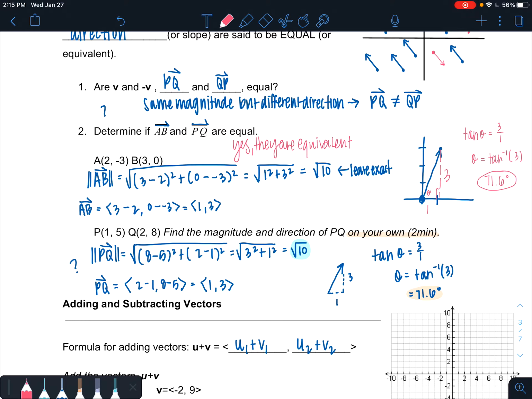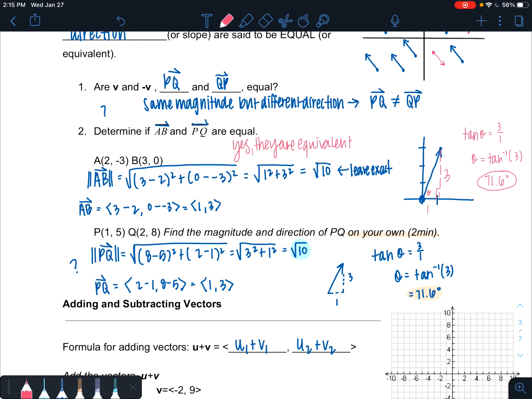Okay. For subtraction, same thing. Go ahead and try that on your own. All right, so we have u minus v is equal to 10 minus 2, 3 minus 6. So we get 8, negative 3 for that vector.